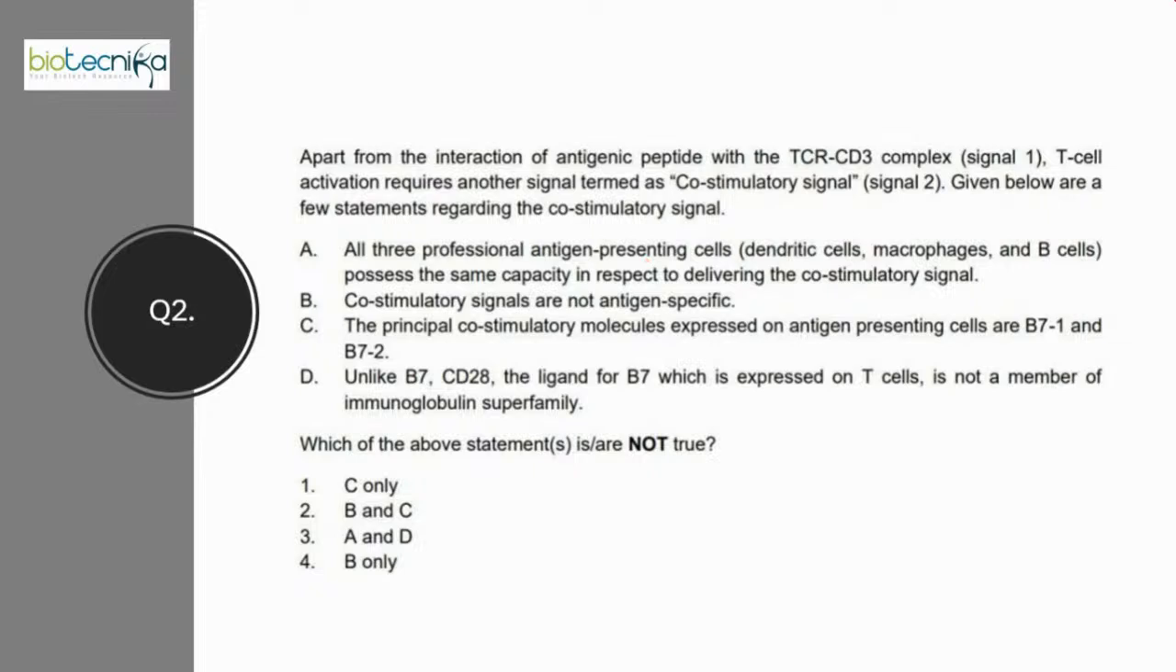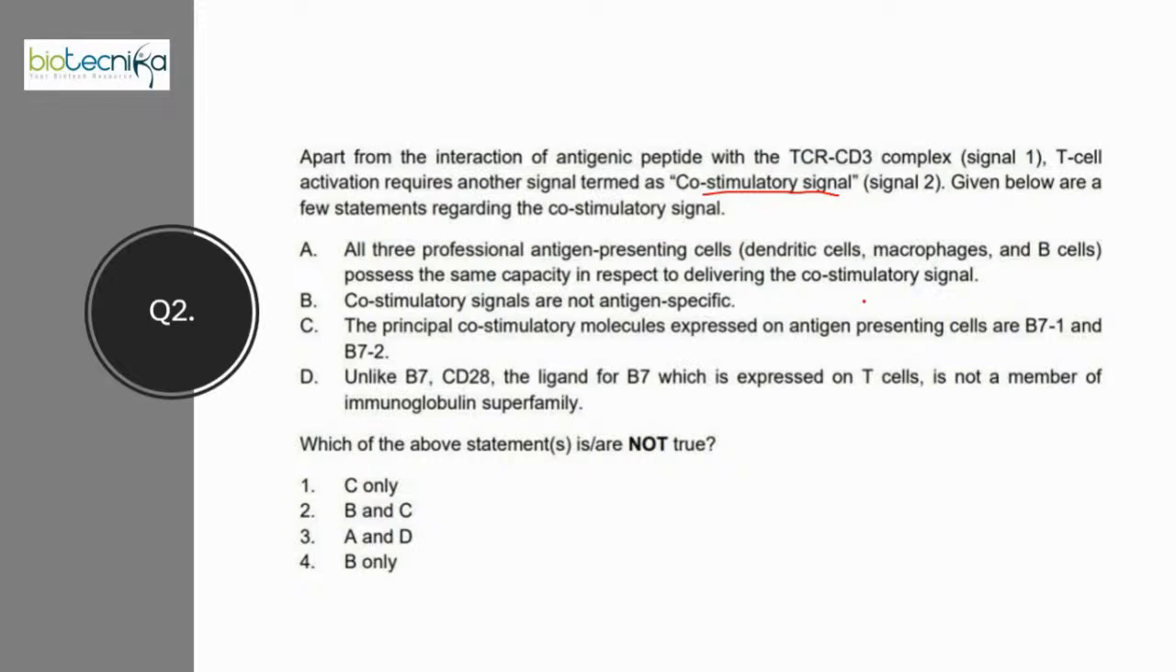So apart from the interaction of antigenic peptide with TCR-CD3 complex signal 1, T cell activation requires another signal termed as co-stimulatory signal, signal 2. Given below are few statements regarding the co-stimulatory signals. All three professional antigen presenting cells, dendritic cells, macrophages, and B cells possess the same capacity in respect to delivering the co-stimulatory signal.